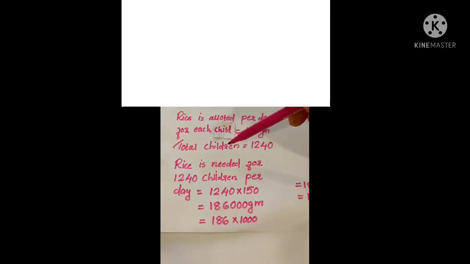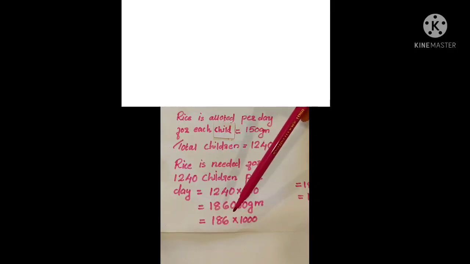Total children under this scheme is equal to 1,240. Therefore, the rice needed for 1,240 children per day is equal to 1,240 into 150. Each child needs 150 gram. Then total number of children is 1,240. So, the rice needed for 1,240 children per day, multiplying these numbers, we get the product as 1,86,000 gram. We need the answer in kilogram.